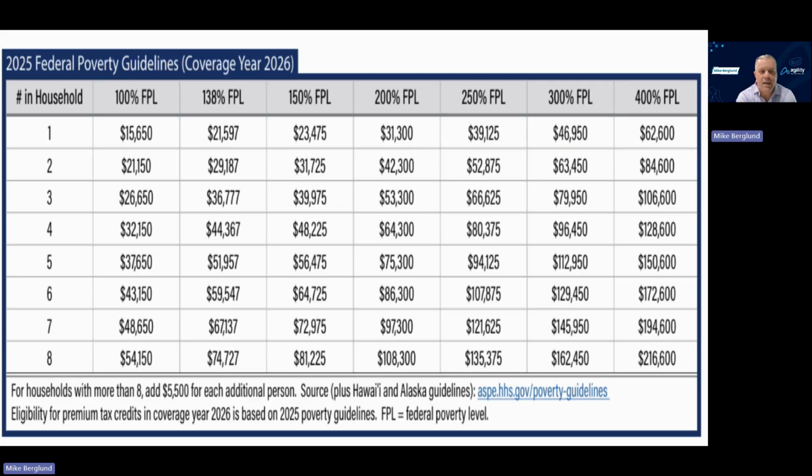So for a non-Medicaid expansion state, that's going to be $15,650. Well, what happens if I'm in a Medicaid expansion state? The thresholds move to 138% of the federal poverty level. So if you look at the next column over, clients who are not in Medicaid would need to make $21,597.